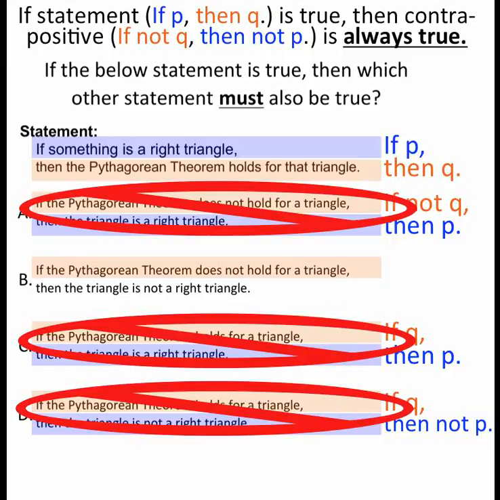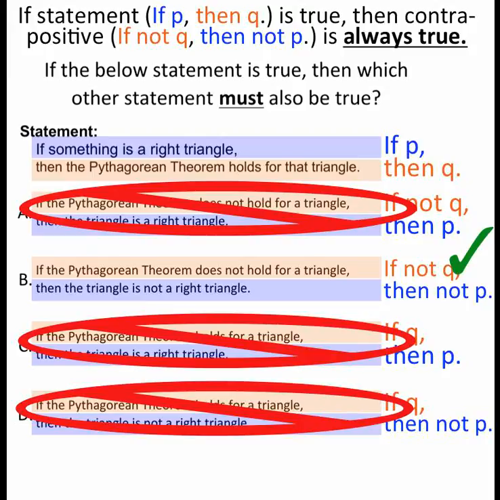If the Pythagorean theorem does not hold for a triangle, if not Q, then the triangle is not a right triangle, then not P. So we took these two statements and we flipped them and put nots in front of them. So instead of if P then Q, it's if not Q then not P. So that is the contrapositive, and the answer is B.